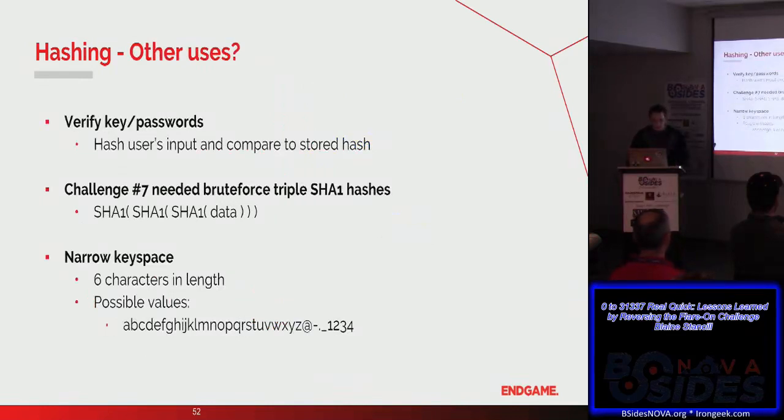Alright, so what else can we use hashes for? Well, typically they can be used to verify a key or a password. Passwords can be hashed and stored in a database, so that your password's not stored directly, just a hash representation of it. And if an attacker ever dumps that database, they'll need to try to brute force those passwords, putting in input until they find either a collision or the actual password. So for challenge 7, we actually had to brute force a triple shot, essentially an email address. But luckily for us, we were able to narrow down the key space to 6 characters in length, and we knew all the possible values of those characters. So it made brute forcing not too terrible.